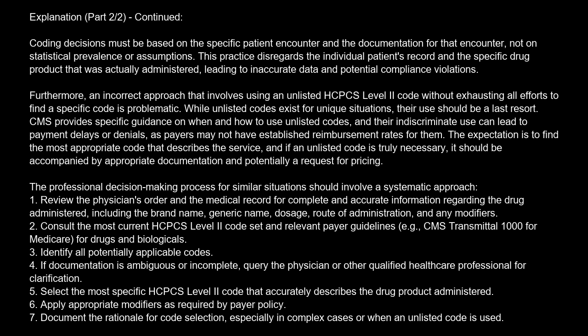4. If documentation is ambiguous or incomplete, query the physician or other qualified healthcare professional for clarification. 5. Select the most specific HCPCS Level II code that accurately describes the drug product administered. 6. Apply appropriate modifiers as required by payer policy. 7. Document the rationale for code selection, especially in complex cases or when an unlisted code is used.